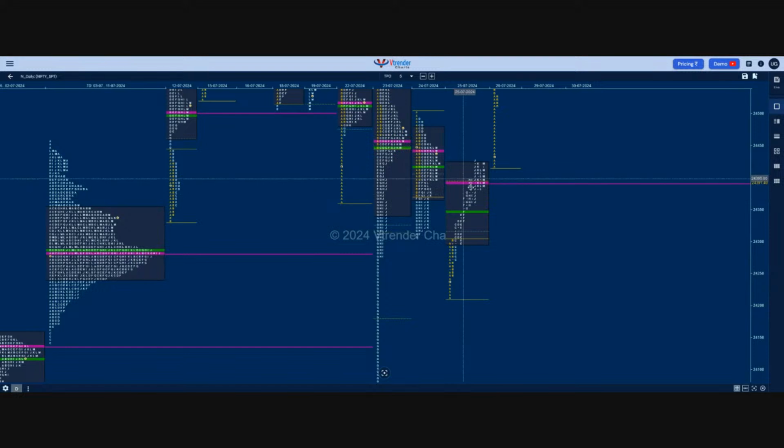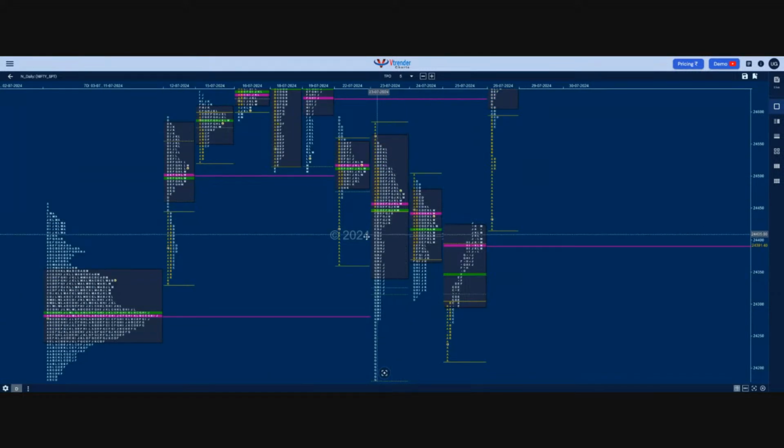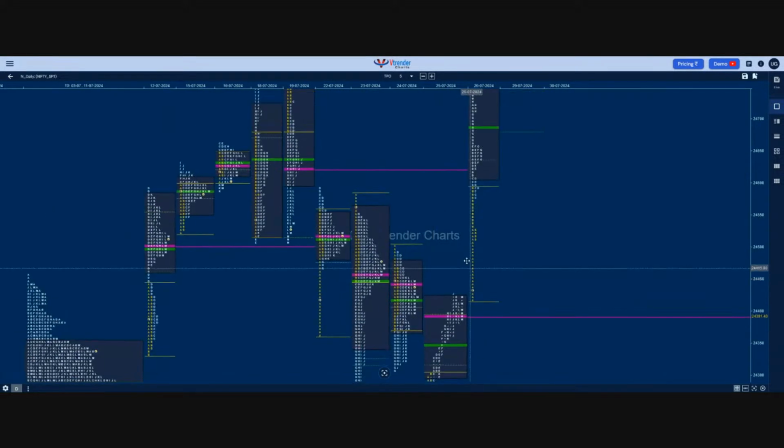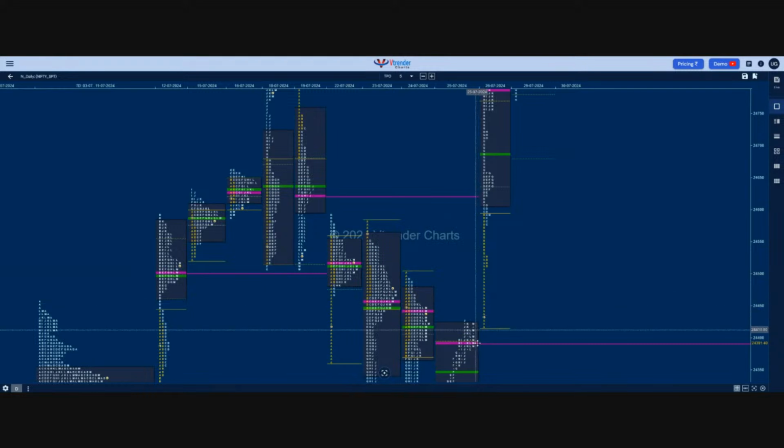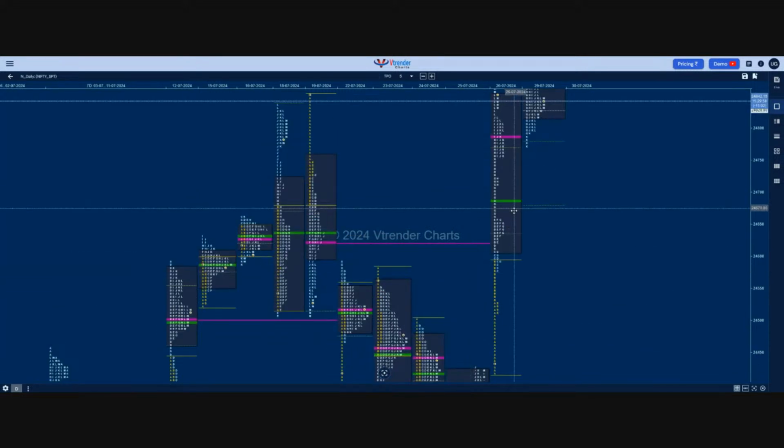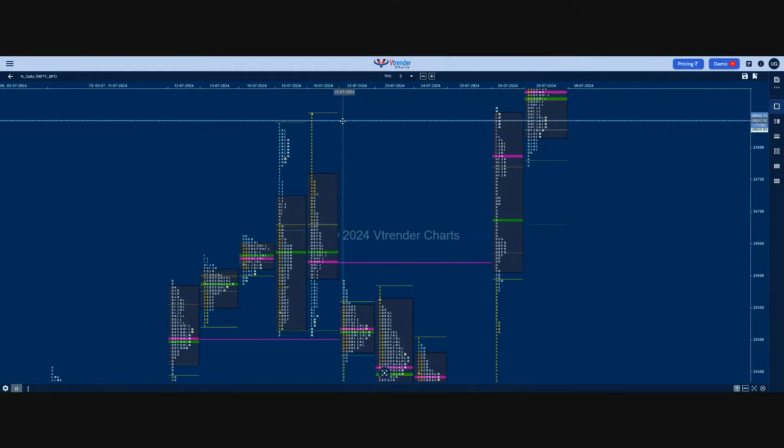We went on to form this double distribution trend day on Thursday, where we got back into this 2-day value. Although we stopped just short of this POC of 24440, it was still a bullish day where we had made multiple range extensions to the upside. Then on Friday we opened with an open drive up, and went on to make a huge range of 450 points, making new all-time highs. We just swiped through the previous week's value, left extension handles, and made new highs of 24861.